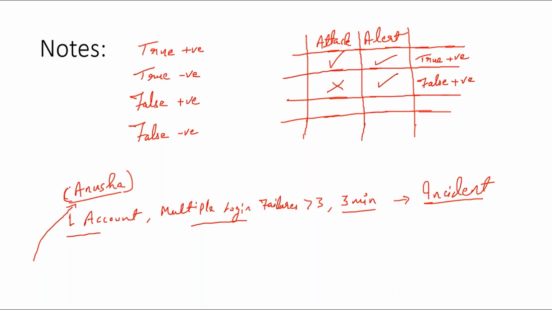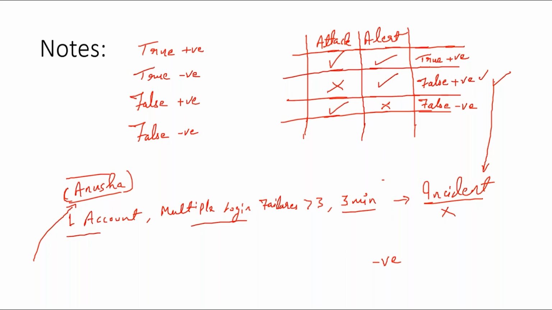So now what happened? It was the employee herself who was trying to access her own account. That makes this not an incident now, correct? Because it was Anusha only who was trying to access her account, not the attacker. So it is not an incident anymore. Does that make sense? So that makes this your false positive. I hope it's more clear now. That makes it false positive because we got an alert that there is an incident going on, but in reality, it was not.